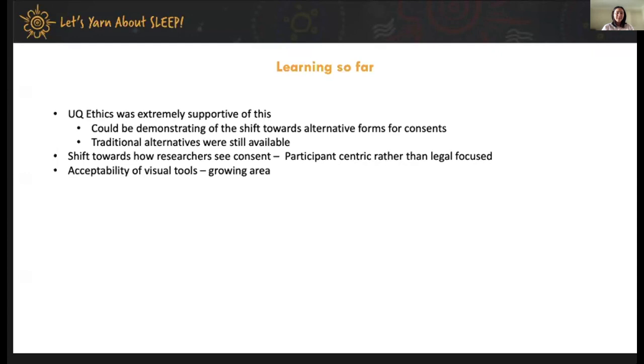And excitingly, I think we're seeing the acceptability of visual tools. It might be too early to say that, but hopefully once we conduct our evaluation, this is a part of the literature we can add to.